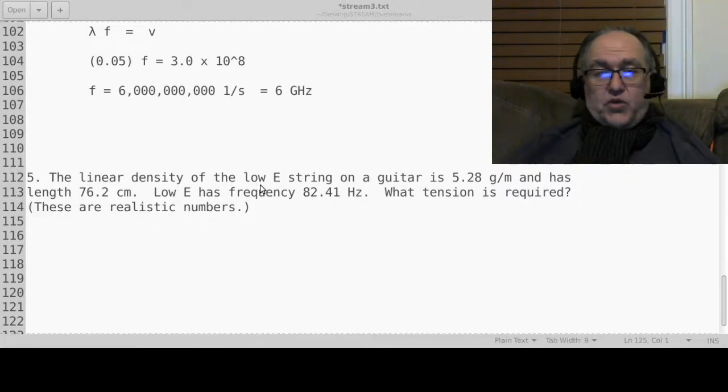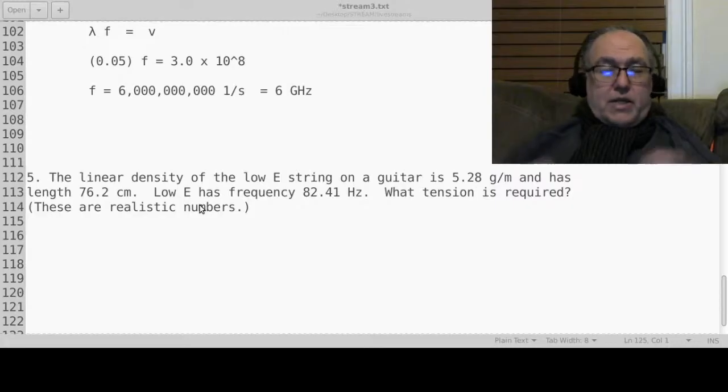If a guitar has 6 strings, the thickest string is low E. The thin string is high E. So the thick string has a linear density of 5.28 grams per meter. That means if you take a meter of this string and clip it and weigh it, it would turn out to be 5.28 grams. And it has a length of 76.2 centimeters.